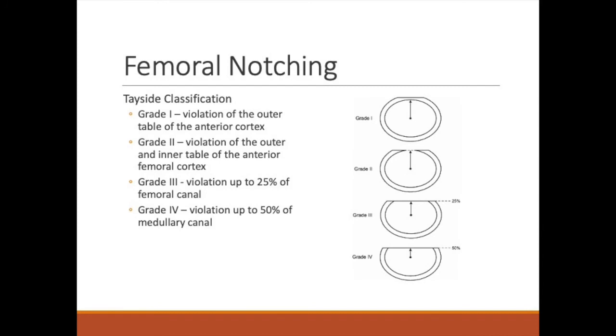The Ritter classification is an axial look at the femur. Grade 1 is violation of the outer table of the anterior cortex. Grade 2 is a violation of the outer and inner table of the anterior femoral cortex. Grade 3 is a violation of up to 25% of the femoral canal. And grade 4 is a violation greater than that, basically into the medullary canal. And again, these may represent progressively increasing risk for fracture.